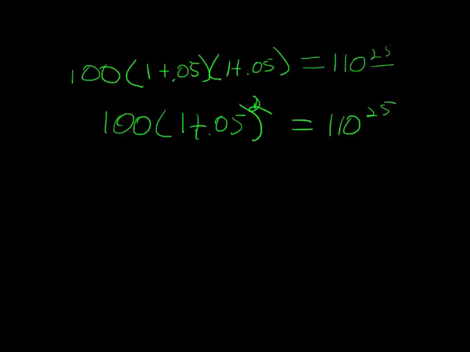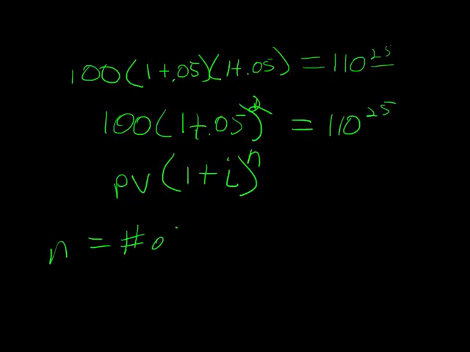If I let 2 equal the total number of periods, then I can take a look at this again as if it were an algebraic equation. My present value, 100, times 1 plus i, my interest rate, to the n, where n is equal to the number of periods. Up here it was 2, which is why this is squared. And that equals my future value.